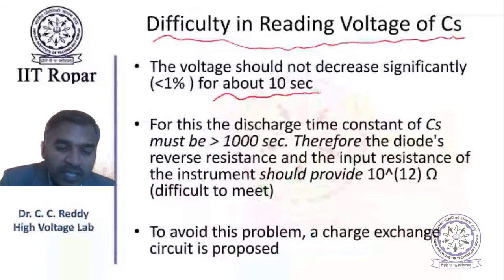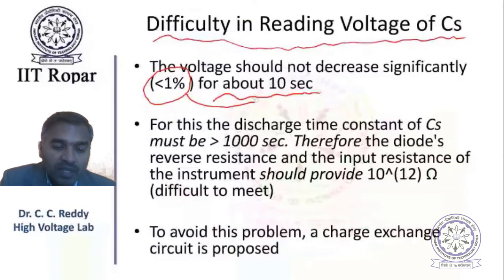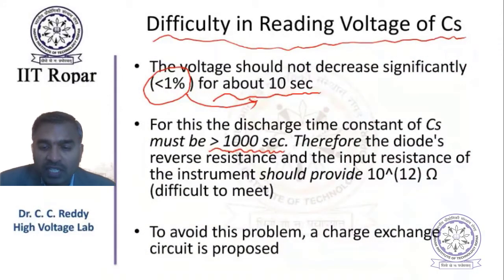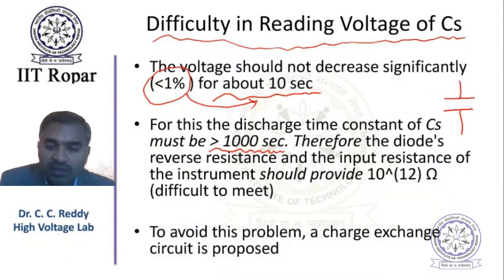So it should not decrease less than 1% within this duration. Now for this discharge time constant, the discharge time constant of CS must be 1000 seconds. Now what is the discharge path once it is charged? Actually, this is the circuit here. There is a diode here.